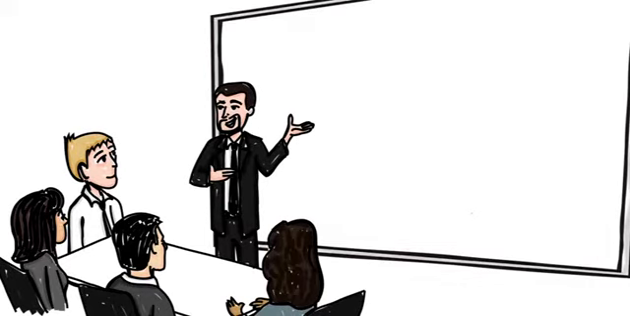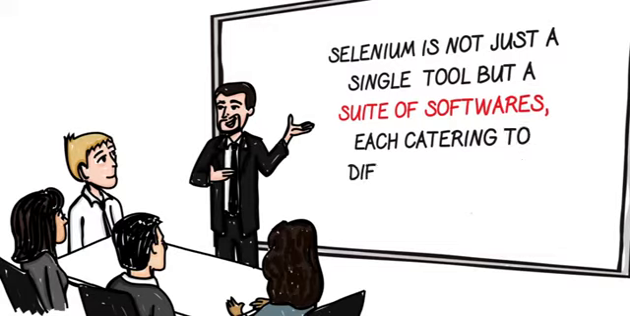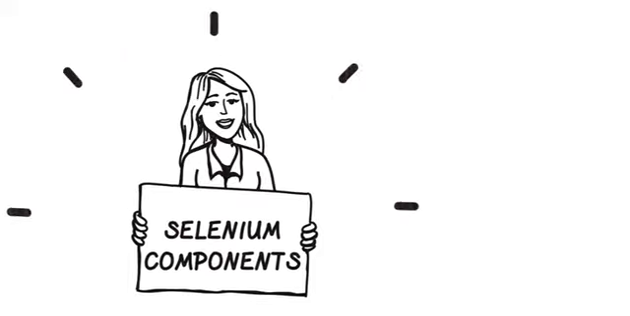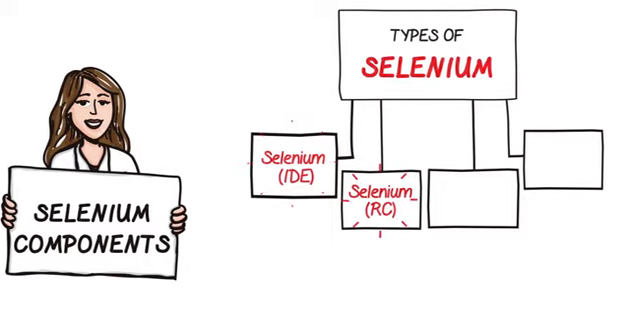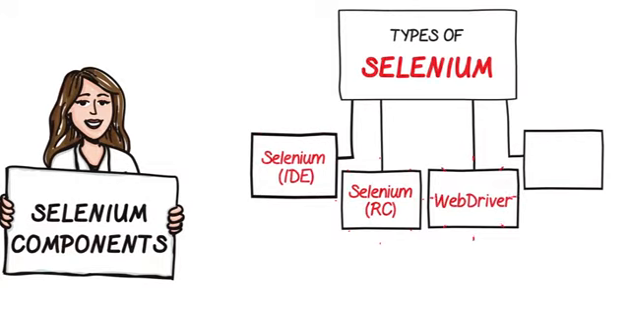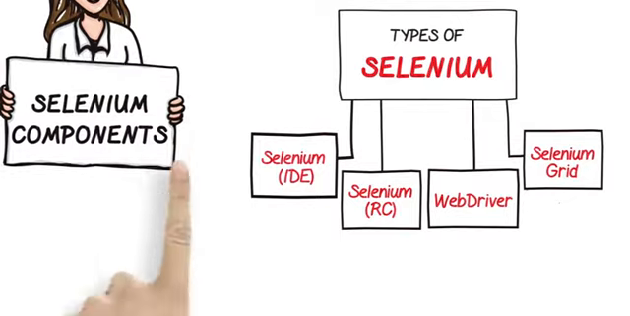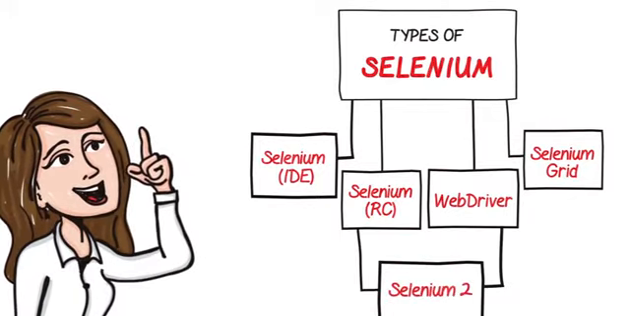Selenium is not just a single tool, but a suite of software, each catering to different testing needs of an organization. It has 4 components: Selenium Integrated Development Environment, IDE, Selenium Remote Control, RC, WebDriver, and Selenium Grid. At the moment, Selenium RC and WebDriver are merged into a single framework to form Selenium 2. Selenium 1, by the way, refers to Selenium RC.